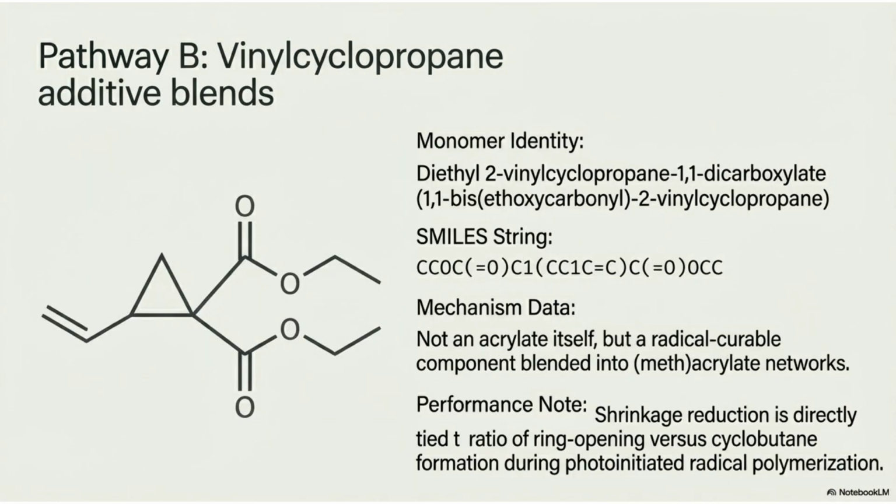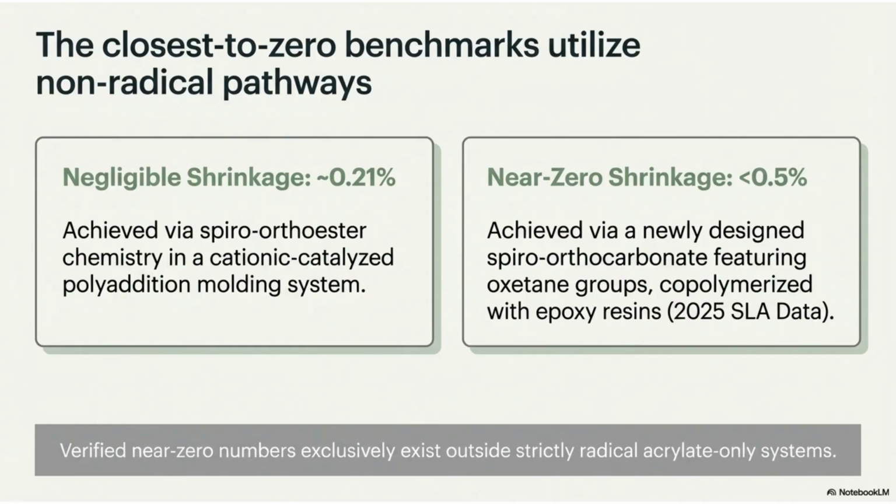Pathway B is vinyl cyclopropane additive blends. This component is not an acrylate itself, but is blended into acrylate networks and is radical curable. Shrinkage reduction is directly tied to the ratio of ring opening versus cyclobutane formation during photoinitiated radical polymerization. The closest to zero benchmarks utilize non-radical pathways.